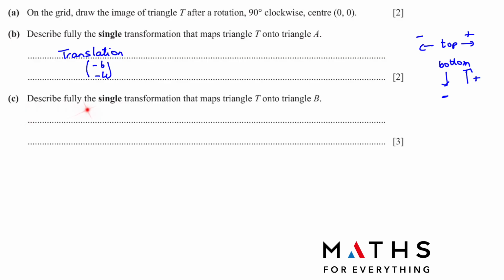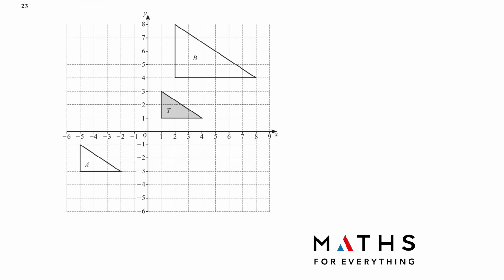Next, describe fully the single transformation that maps triangle T onto triangle B. Look at the triangle B and triangle T. Triangle B is bigger than triangle T, so it is an enlargement. When you have enlargement, you need to find 3 things. It's usually for 3 marks. You will have to identify what is the transformation, find the scale factor, and find the center of enlargement. So transformation is enlargement.